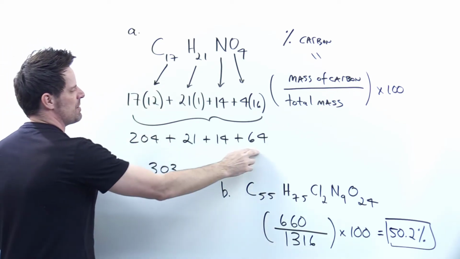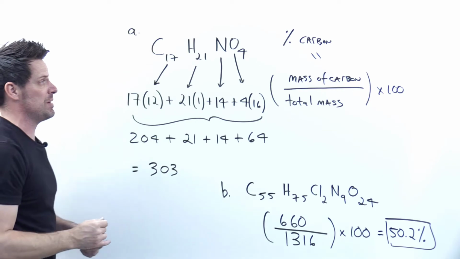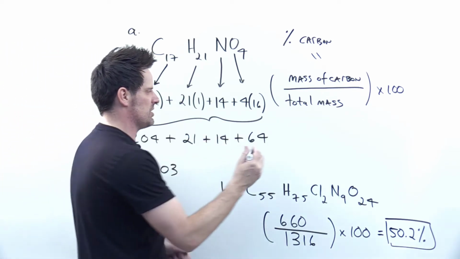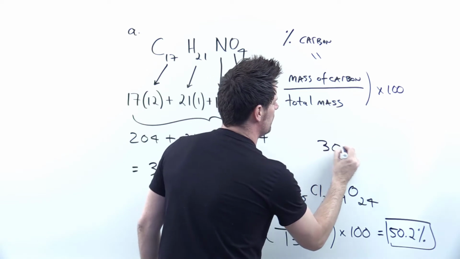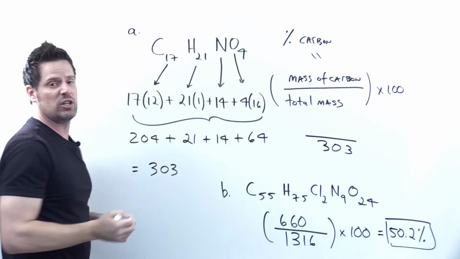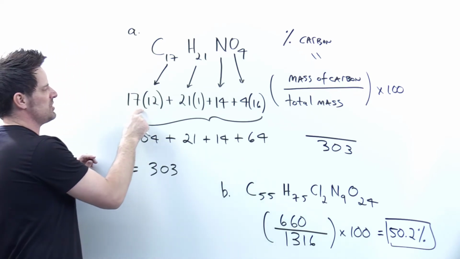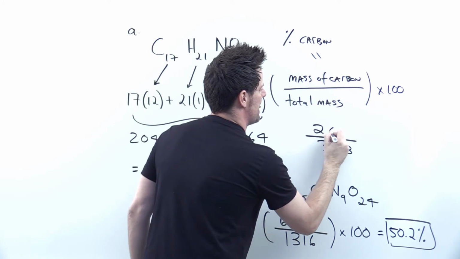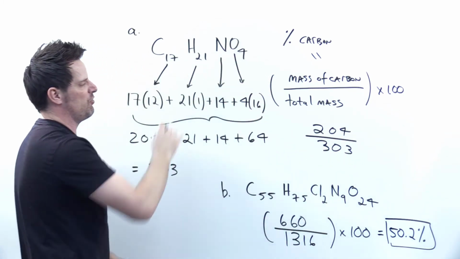So if I add all these numbers together, the answer that I got was 303, being the molecular weight of the entire compound. Now, I put that in the denominator right here as 303. What of the 303 is carbon's mass? That is the mass of just the carbon. Yeah, you can see it's just this term, 17 times 12, which is 204. So that is the mass of just the carbon inside our formula, okay?